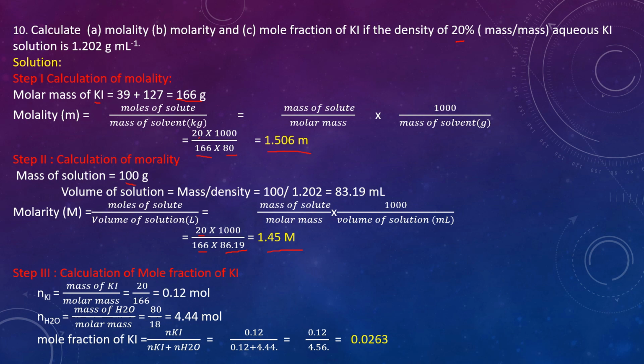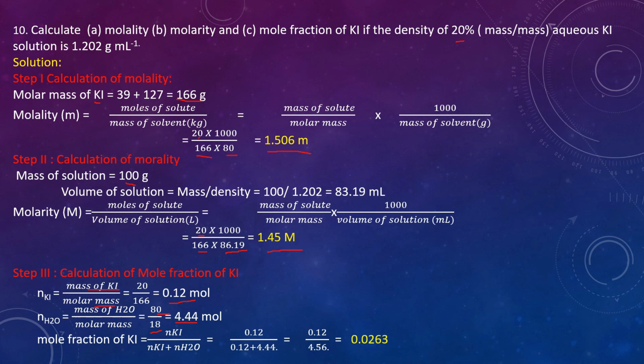Now the third step is to calculate the mole fraction of KI. Now mole fraction of KI is equal to mole of KI upon total number of moles. So moles of KI is equal to mass of KI upon molar mass of KI, that is 20 upon 166, that is 0.12 mole. Now we calculate the moles of water. So mass of water is given 80 gram divided by molar mass of water, that is 18 gram. It comes to be 4.44 moles.